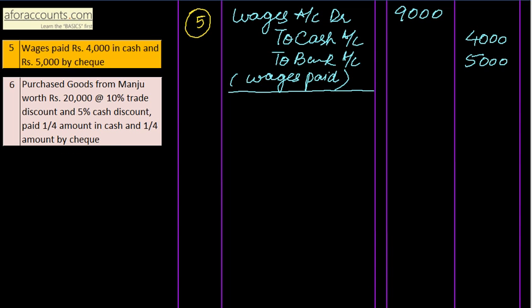Now come up to point number 6. Purchase goods from Manju worth rupees 20,000 and 10% trade discount and 5% cash discount. Paid 1/4 amount in cash and 1/4 amount paid by check. Pay attention. It is simple but then it looks complicated. Read one line, do the working. Okay? So purchase goods from Manju worth rupees 20,000. First of all it is purchase, so purchase account will be debited. Write that much down.